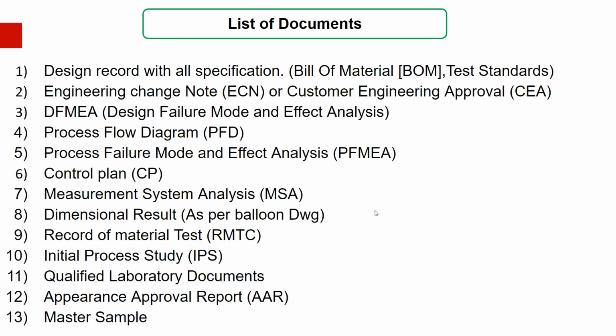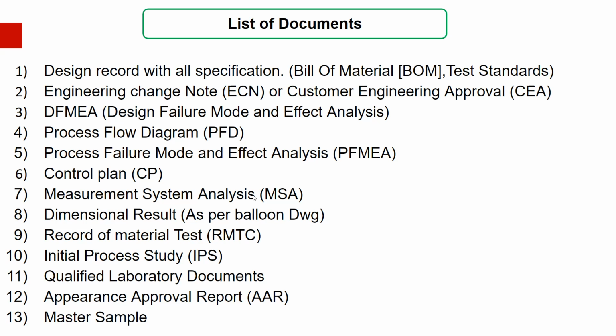Initial process study. We have our critical parameters. We are making a list of what the critical parameters are. Then qualified laboratory documents. Whatever gauges and instruments we are using, they have qualified CMM reports and their calibration reports available. This is the documentation we get when we are buying a van and carpet, we are getting so many.